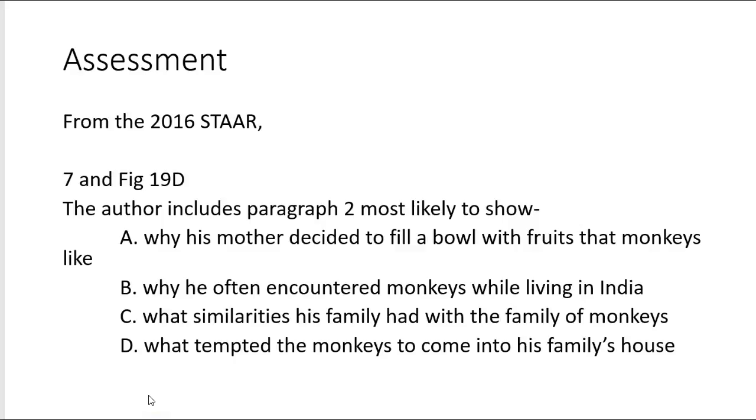So let's look at how these standards were tested in the 2016 STAR. Really, it's Strand 7 that was tested, so there's just a few questions. 7 was paired with Figure 19D. And if you look at this question, the author likely includes paragraph 2, most likely to show. You can see that it's really kind of an author's craft inference question. Why would the author include this? And you have to separate out that one paragraph and then look at the reasoning.